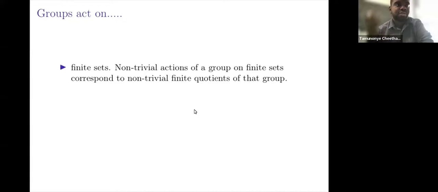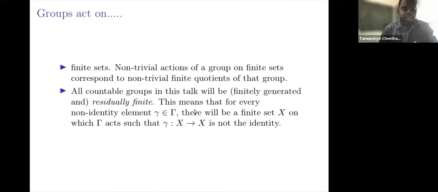So, groups, right? We like to study groups via their actions. That's a very recurring theme. The simplest kind of action one can think about is the action of a group on a finite set, and that's encoded by a finite quotient of the group. In particular, the groups I'm thinking about for the purpose of this talk are groups that have lots of interesting actions on finite sets. These will be countably infinite, residually finite groups. In particular, for every non-identity element, there will be a finite quotient in which this element survives.